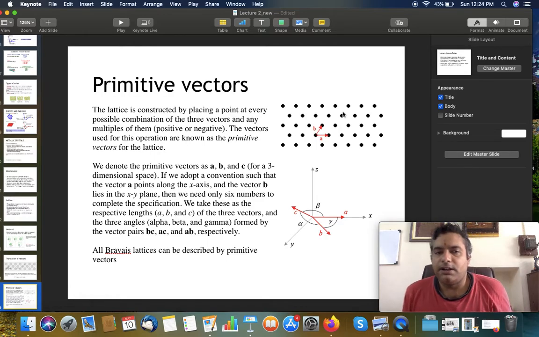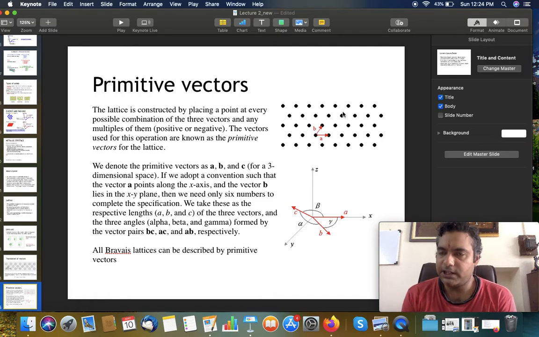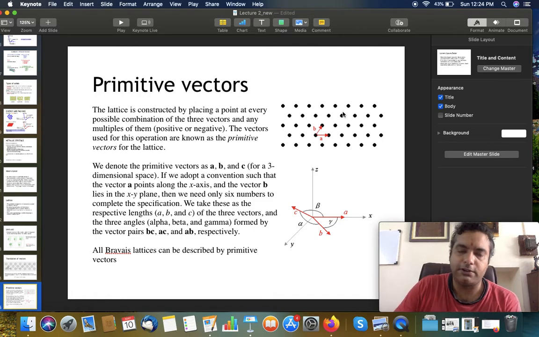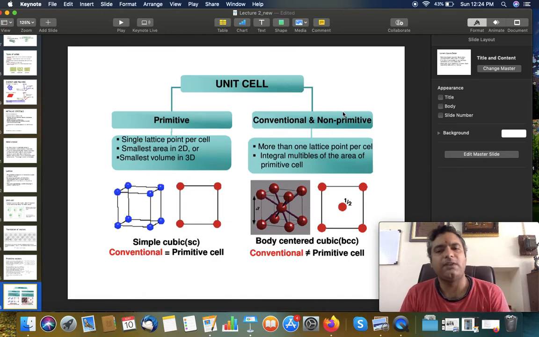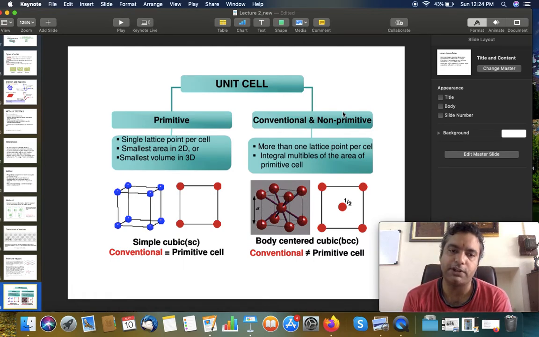This way of representing, and the vectors involved here, is called the primitive vectors. So if we have to summarize, we have primitive and non-primitive vectors. In a primitive vector, we have only a single lattice point per cell, but in a non-primitive vector, we have more than one lattice point.